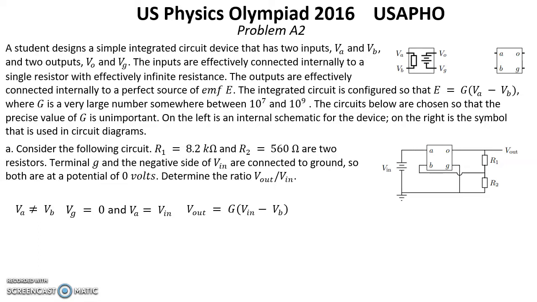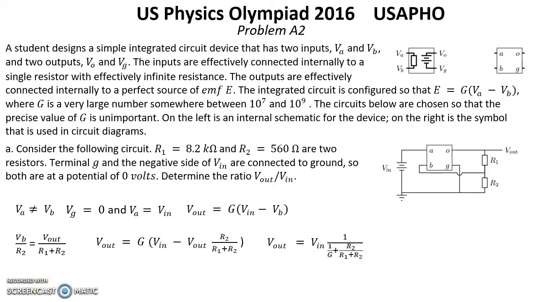No current runs between A and B, so any current through R1 also flows through R2. Then Ohm's law gives us the equation VB over R2 equal to V out over R1 plus R2, which will give us this relation between V out and V in. We just need to express V out through V in. That will be this expression.